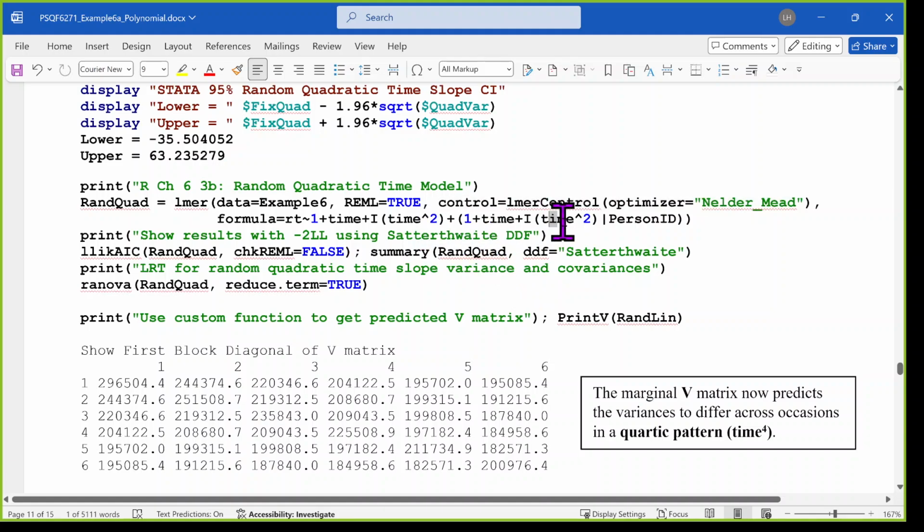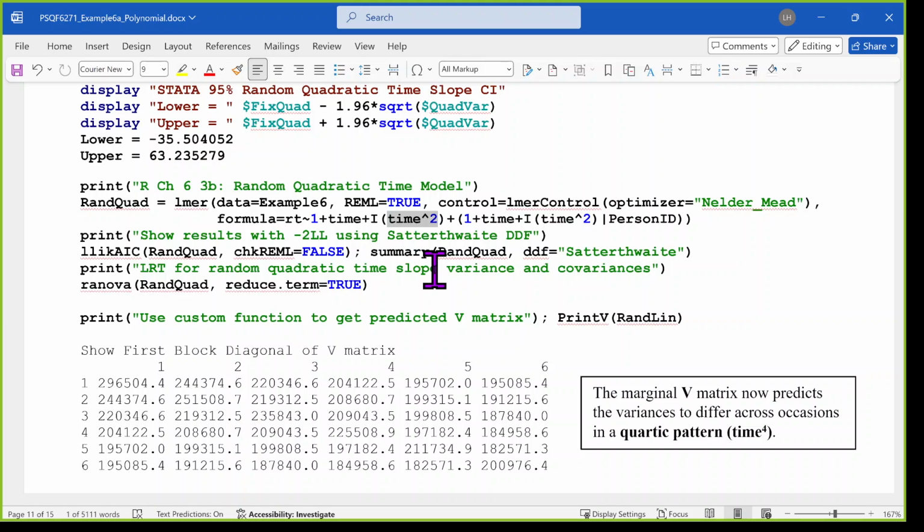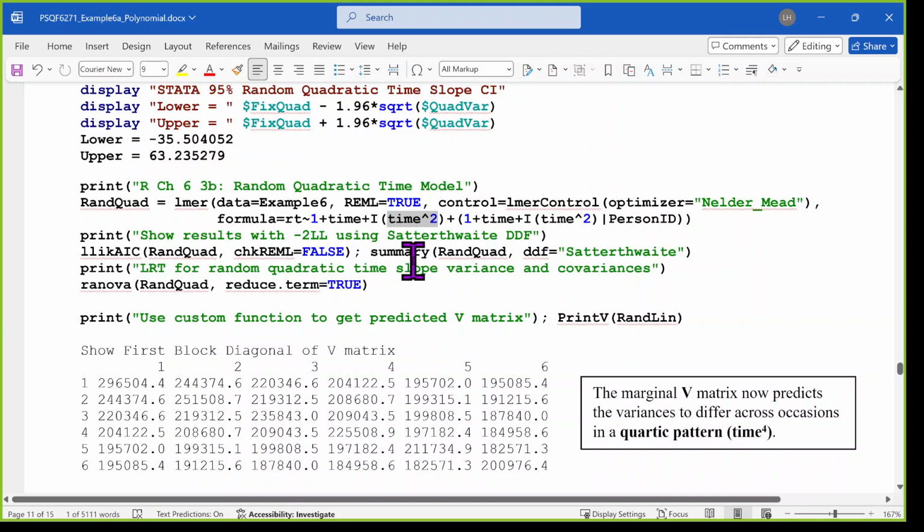So I have the time squared inside the parenthesis here. That's the random part. I have the time squared outside the parenthesis. That's the fixed part. What was this called? Inhibitor, right? Inhibit function or something? Yep. That's what the I stands for. So I have asking for -2 log likelihood as usual, asking for the output, and then the Ranova function tells us about the likelihood ratio tests.